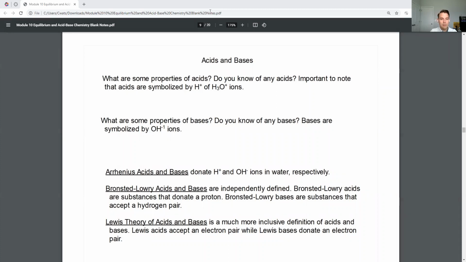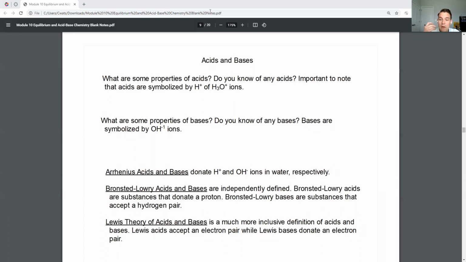Now, a lot of basic information about acids and bases you should already know. You should know about pH. You should understand the different properties of acids and bases, okay? So you've seen acids and bases before in your life. So real quickly, what are some properties of acids? We know that they're sour.